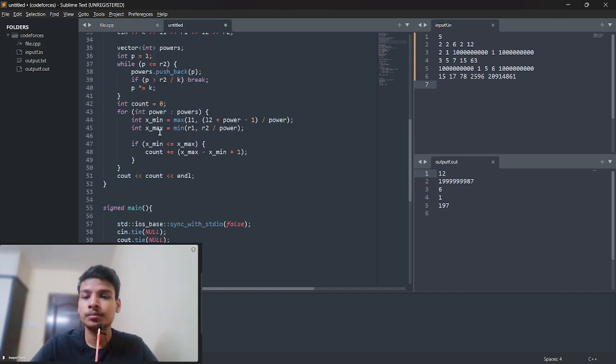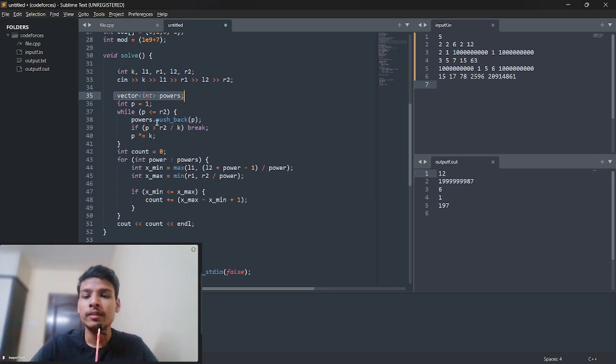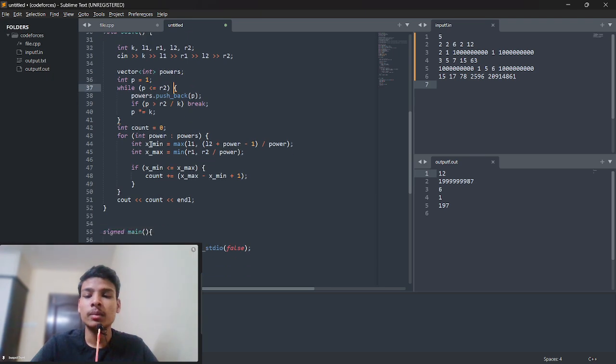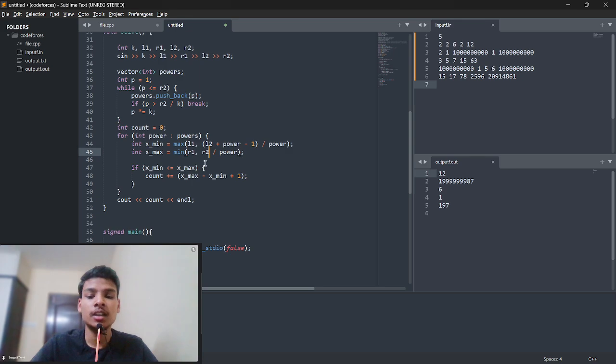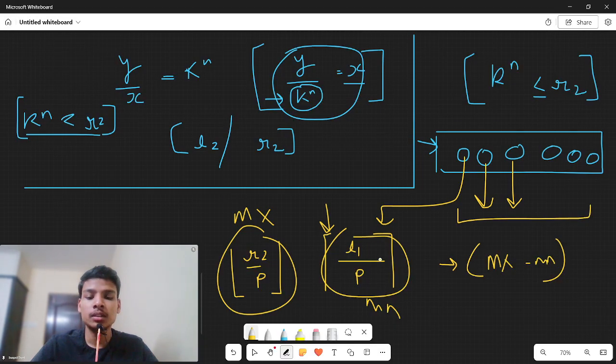I'll show you the code. Just find the power of each and every number, until my power is more than r2, because you know that my power can't be greater than r2. Okay, then just find the minimum of x. That will be the maximum of L2, because it should be greater than L2, right? It can't be smaller than L2. Then L2 plus power minus 1, divided by power. Okay, because I want the ceil function, this number can't be smaller than L1, right? So I'm taking the ceil. Find the maximum number. That will be r2 divided by power. Okay, done. Now I'll take the floor, because this can't be greater than r2.